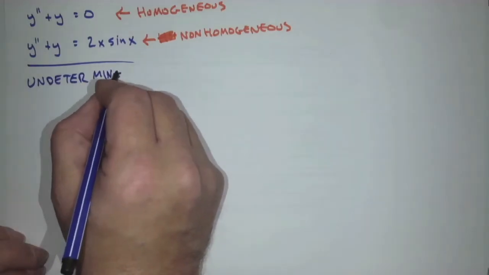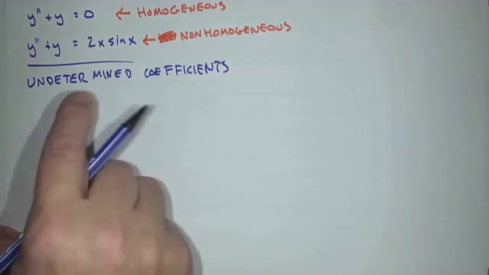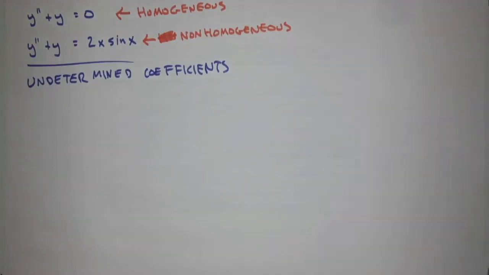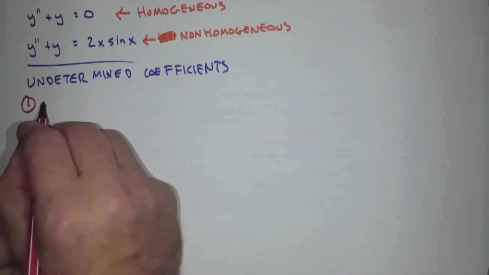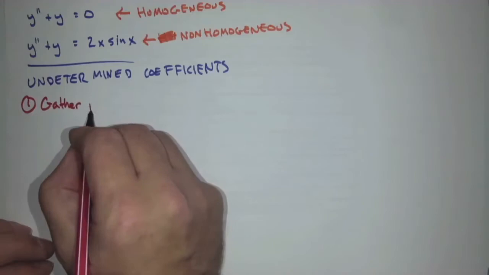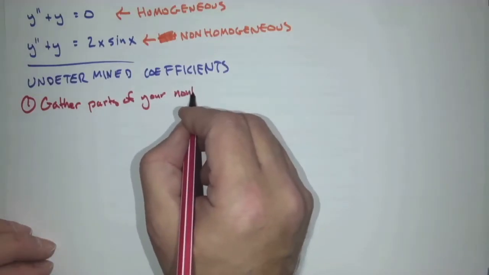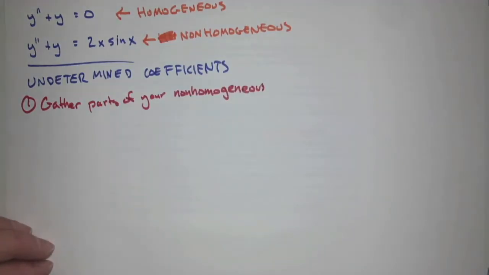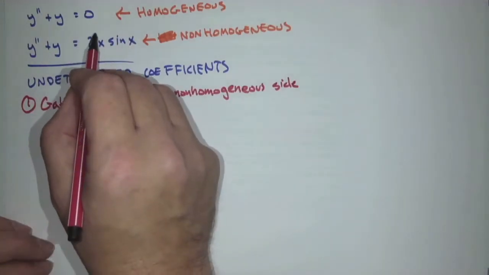All right. Now, it's actually pretty straightforward. And the name kind of gives away what we're going to do. We have some coefficients that are not yet determined. So we're going to figure them out. That's the idea of the process. And the way we begin is, step 1, you gather the parts of your non-homogeneous side. When I say the parts, I'm talking about the individual functions. So for us, let's say I'm working off of here, that would be the x sine x.